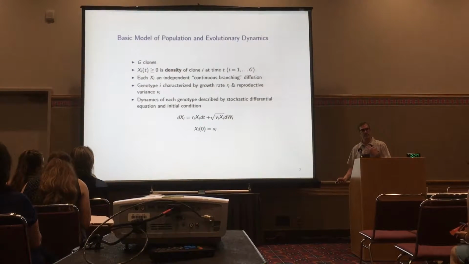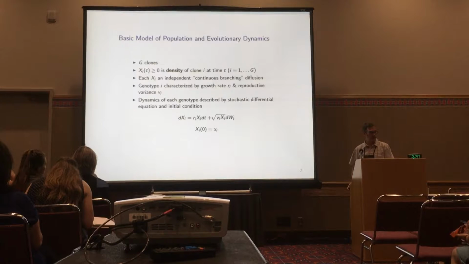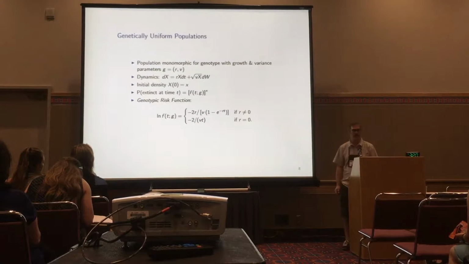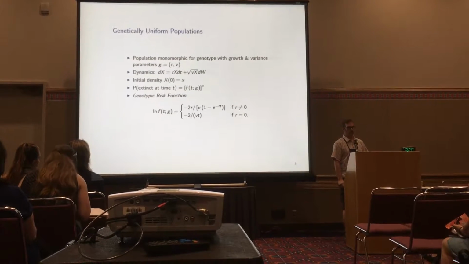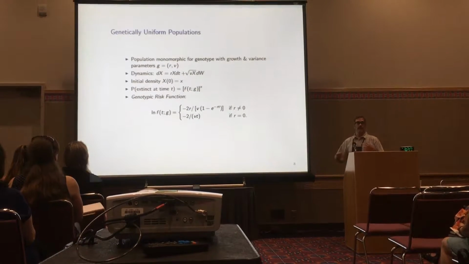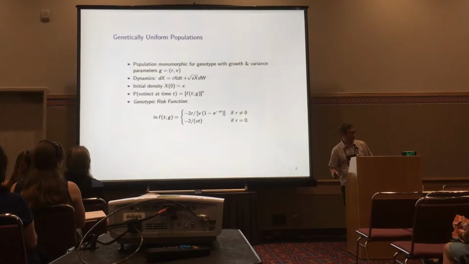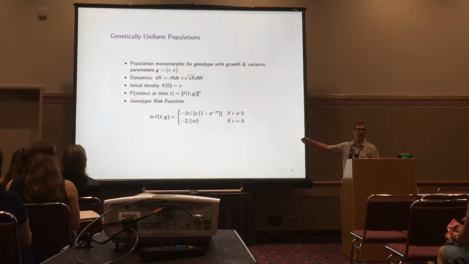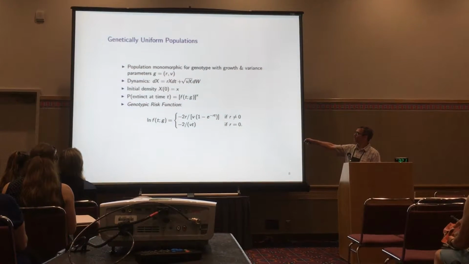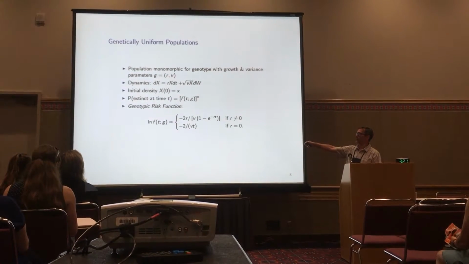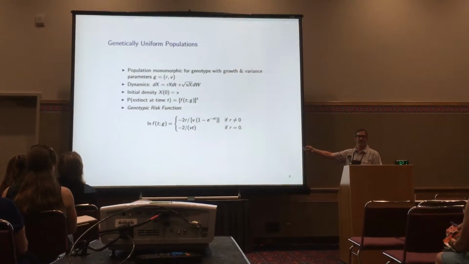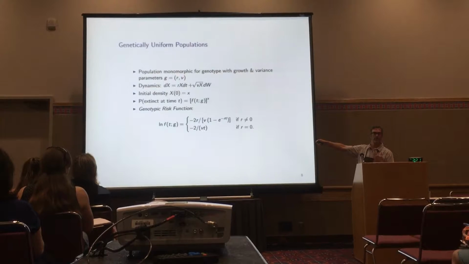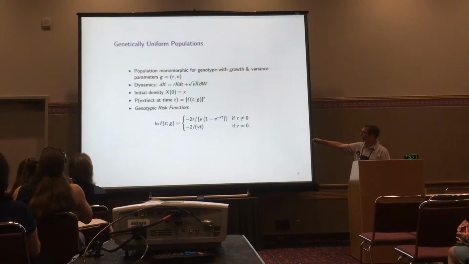In order to set the stage for how evolution affects time to extinction in genetically variable and evolving populations, I just want to go over some of the basic features of the dynamics in populations that can't evolve. So let's look at what happens in genetically uniform or monomorphic populations. I'll focus on a population that consists of a genotype that just has this intrinsic rate of growth, lowercase r, and this variance in reproduction, v.